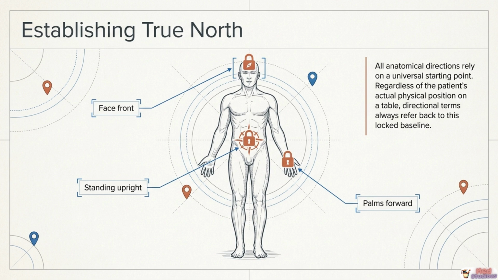Here's the key insight. It doesn't matter if the patient is lying down, sitting in a chair, or upside down on an operating table. Every directional term, including proximal and distal, always refers back to this locked baseline position. This universal agreement is what makes global medical communication possible. A doctor in Bangladesh and a surgeon in New York are always speaking the same anatomical language.